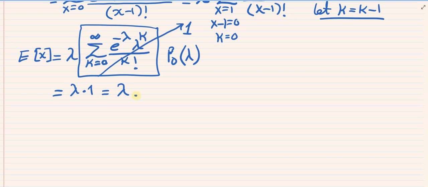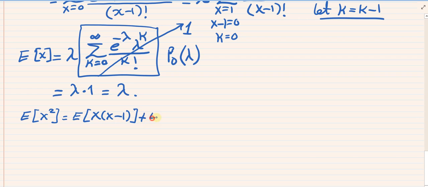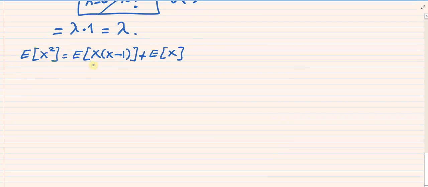Now, to find the variance, it's the same approach. I need to actually find the expected value of x squared. Okay. Now, let's do the following. We know that the expected value of x squared is given by the expected value of x times x minus 1 plus the expected value of x. That's just a rewrite of the expected value of x squared. You can distribute and then take the expectation of each part, and you will see that this works out to the expected value of x squared.